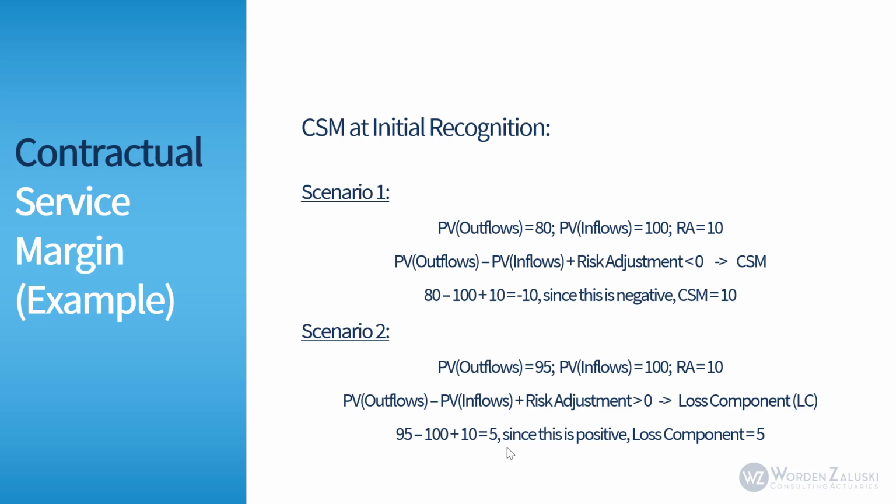In scenario 2 here, we have PV of outflows of 95 and PV of inflows of 100. In this case, we still have our premiums of 100 being greater than our outflows of 95. So this product would still be profitable on an expected basis. But once you add the risk adjustment, it actually flips the sign to a positive number. So 95 minus 100 plus 10 is 5. And since this is positive, we have a loss component.